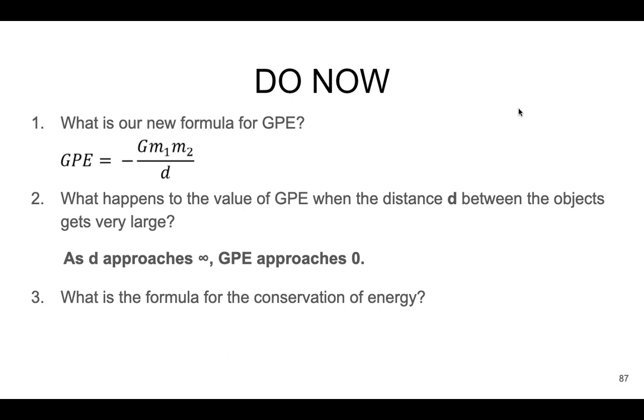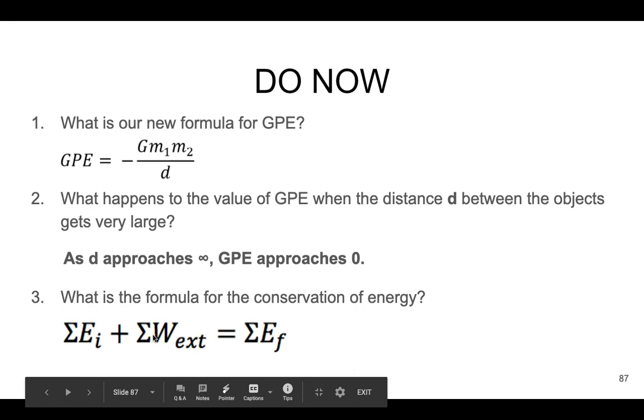And third question, what is the formula for the conservation of energy? This is one of our very big, everything kind of ideas. Sigma E initial plus sigma work external equals sigma E final. So the sum of your initial energy plus the sum of any external work that's done on the thing will give you the sum of the final energy.